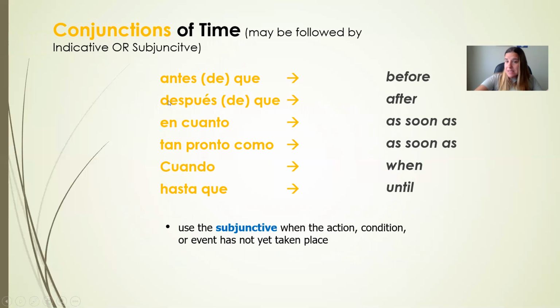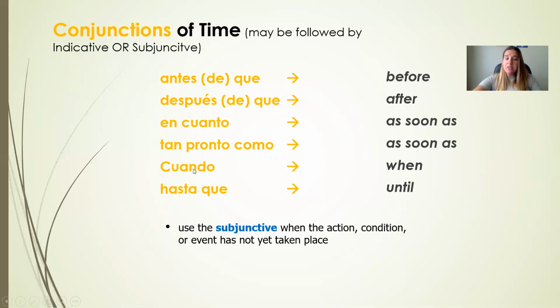We have antes de que, before, después de que, after, en cuanto, as soon as, or tan pronto como also means as soon as. I tend to use tan pronto como for as soon as. They both mean the same thing. Cuando, you know, means when, and hasta que means until.